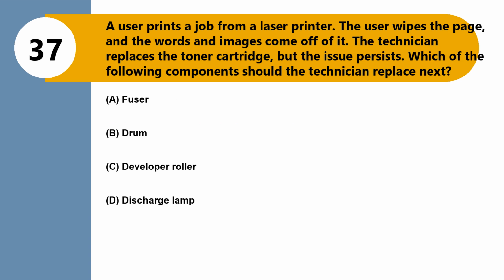Question 37. A user prints a job from a laser printer. The user wipes the page, and the words and images come off of it. The technician replaces the toner cartridge, but the issue persists. Which of the following components should the technician replace next? Option A, fuser. Option B, drum. Option C, developer roller. Option D, discharge lamp.